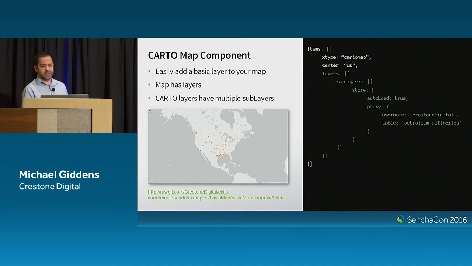So when setting up a layer, we need to provide a store. This assumes that we are using our Carto store, and currently these stores only work with the Carto store and no other ExtJS stores. In that store, we need to define two values in our Carto proxy. One is the username, so we put in our account name, and then the table that we're interested in binding that map to. By default, you'll see a bunch of orange dots, and that is something we can also change.